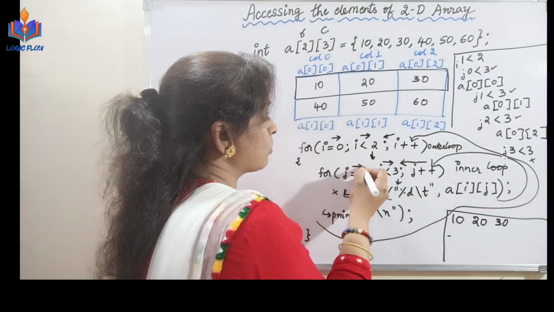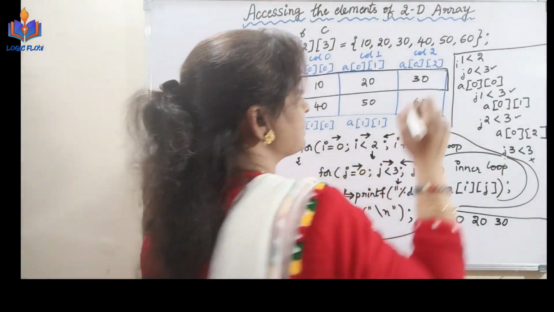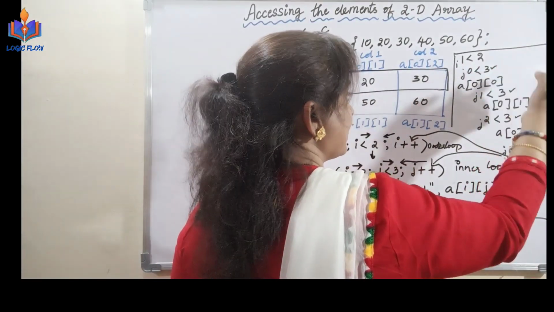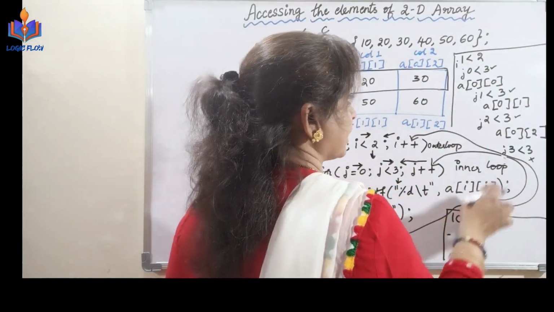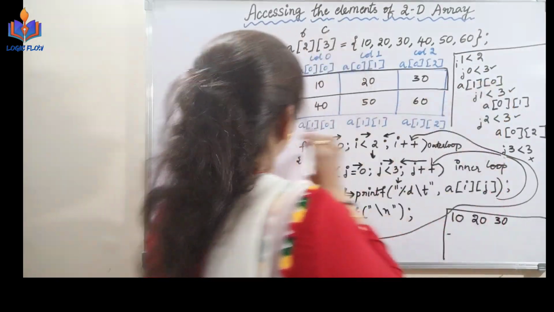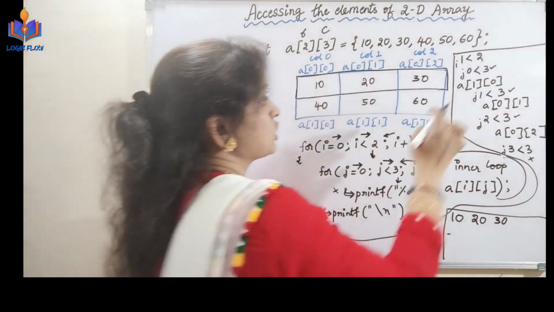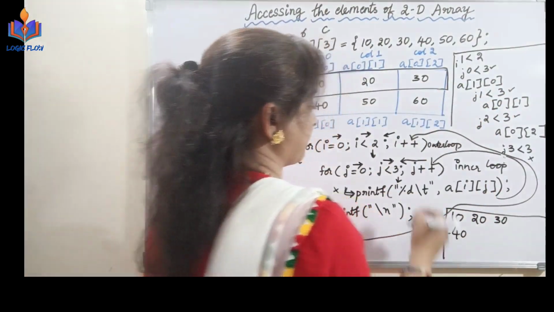So it is j equal to 0. Again, j less than 3. J means 0. 0 less than 3? Yes. Then print an integer that is stored in A of ij. I here is 1. So it is row 1, column 0. So what is row 1, column 0? It is 40. Print that 40.